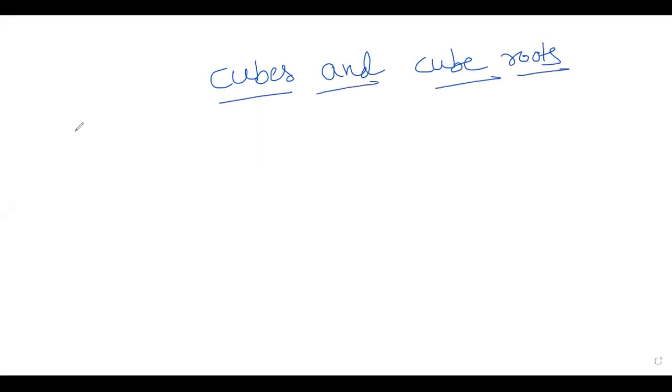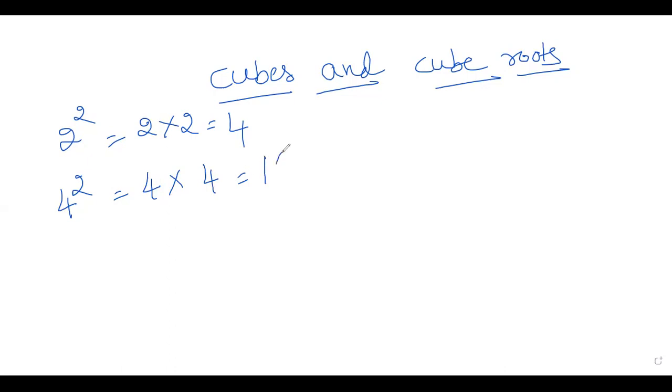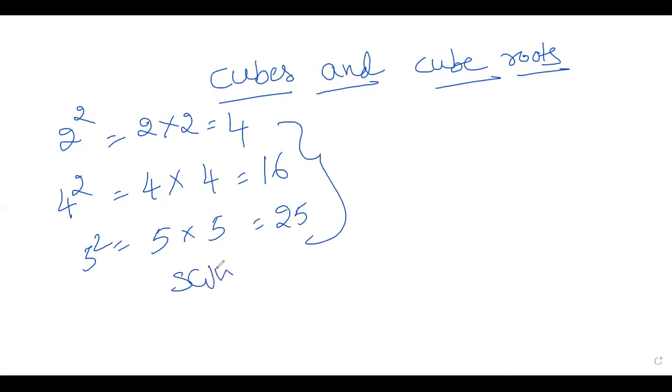We know about squares, right? For example, what is 2 square? It is 2 twos are 4. What is 4 square? We were multiplying the number 2 times. 5 square, right, we are multiplying 5 by itself 2 times. 5 fives are 25. So these are called square numbers.